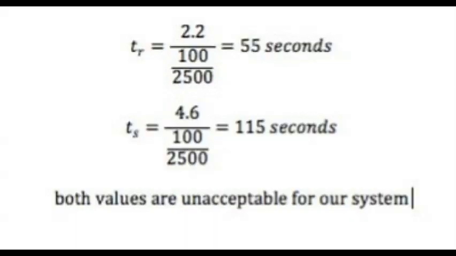Here, we calculated the open loop rise time and settling time. Our current system had specifications calculated to be a rise time of 55 seconds and a settling time of 115 seconds. These are both not acceptable values for the system we are attempting to control. In order to bring these values closer to those resembling a real car, we will be adding a PID controller.